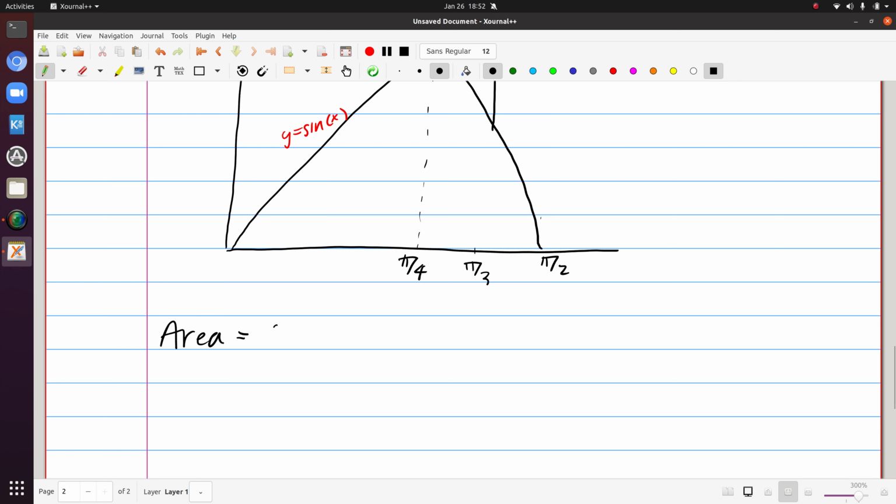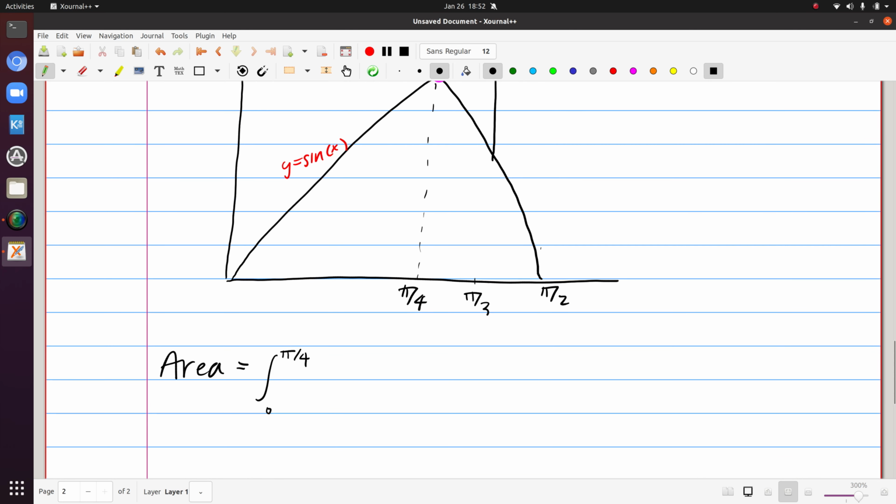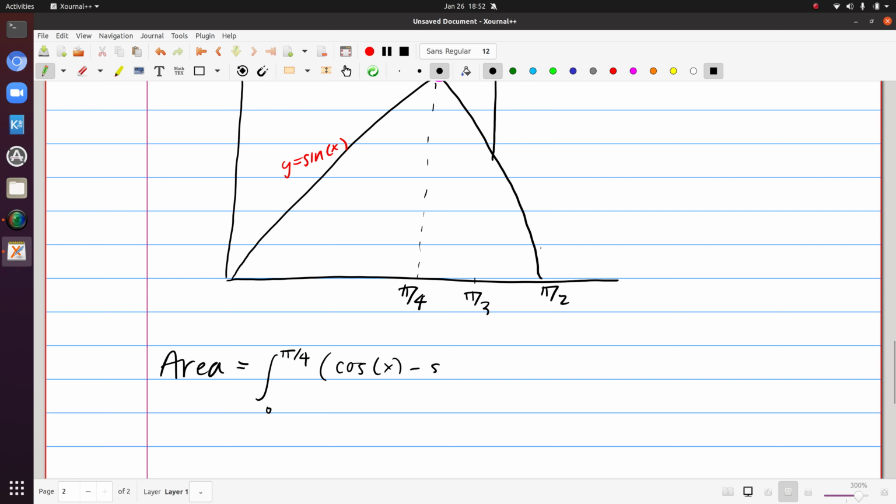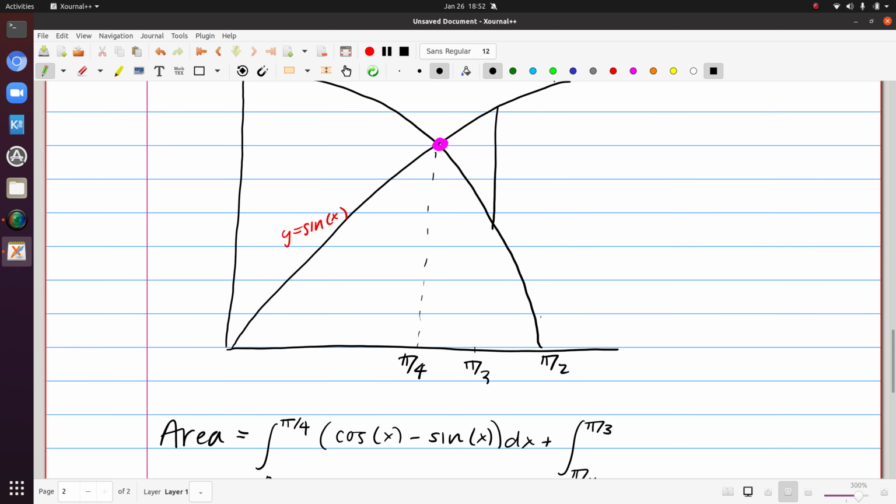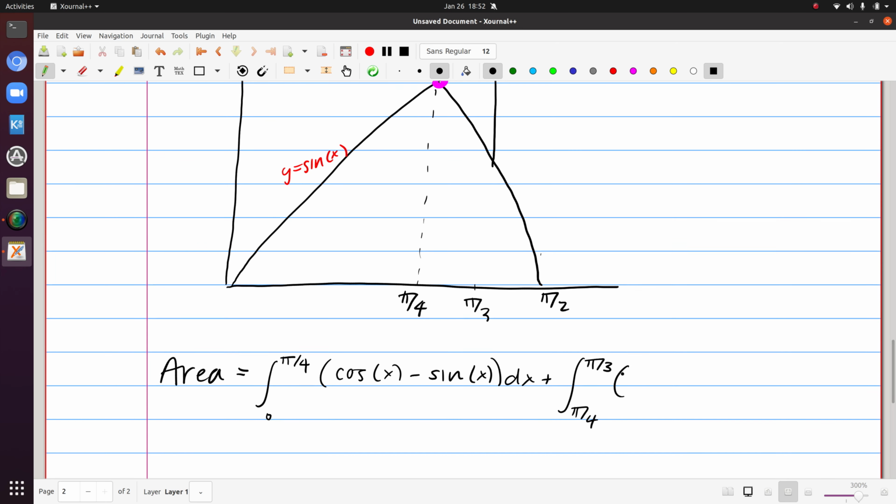So for the area, I'm going to take, first of all, the integral from 0 to pi over 4, where those two curves intersect. On that interval, we take cosine minus sine. Then I'm going to add that to the integral from pi over 4 to pi over 3. On that interval, we take sine x minus cosine x as our integrand. So this is our setup.